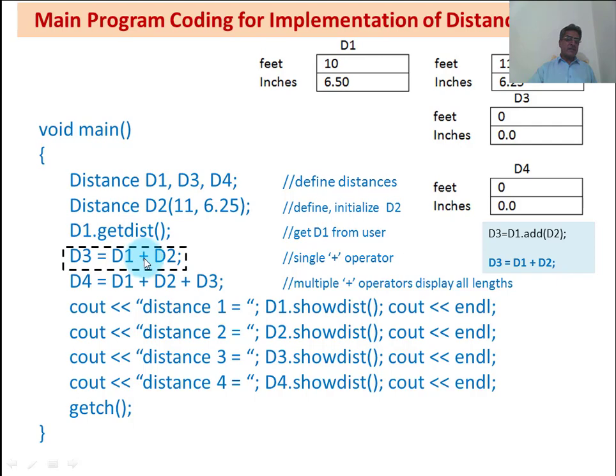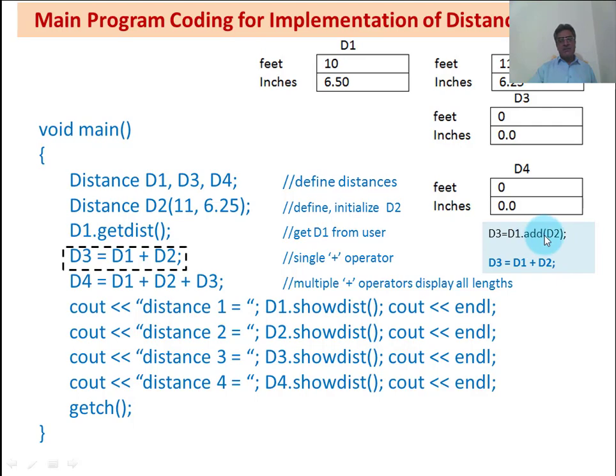In our previous class lectures, that is lecture number 5, we added two distances with the help of the add function, and at this specific stage of the main program in that version we wrote D3 is equal to D1 dot add of D2. That is, D1 is calling the add function, so this pointer will store the address of D1 because D1 is activating the add function, and the value of D2 is passed to the add function.